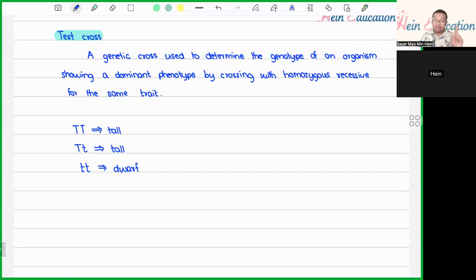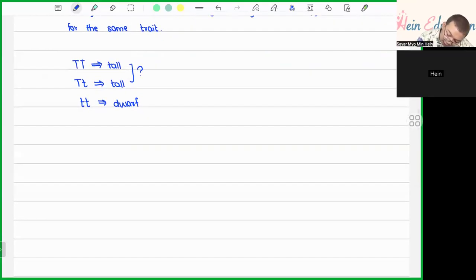So now the role of the test cross comes in. When we want to know whether they are homozygous tall or heterozygous tall, then we have to cross with a dwarf character, which means crossing with a homozygous recessive for the same trait. So let's say we have a tall and we cross with small t, small t, and we have another tall and we cross with small t, small t. So this tall is a question mark. We don't know whether they are homozygous or heterozygous.